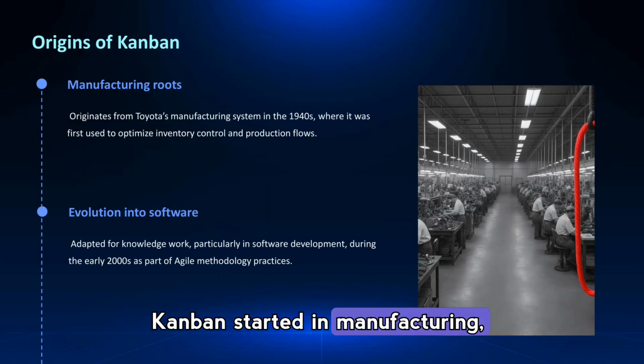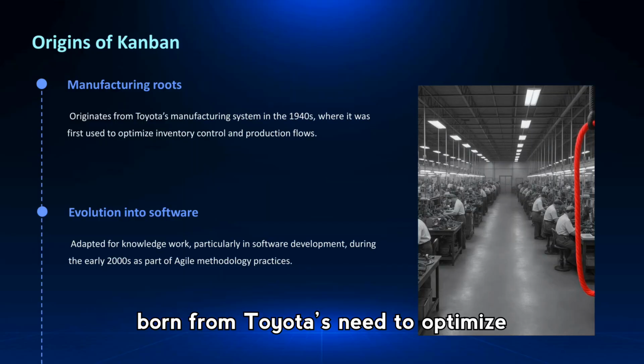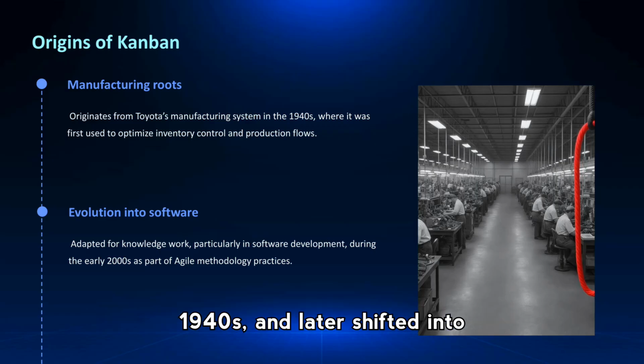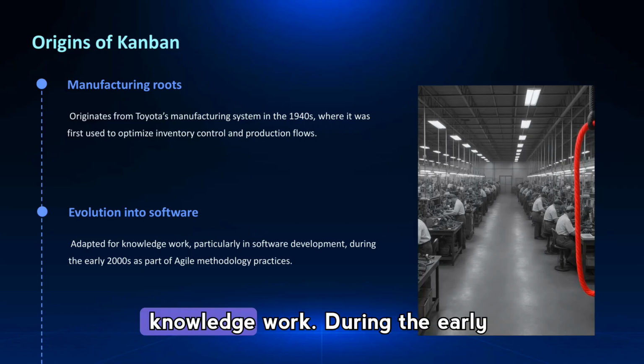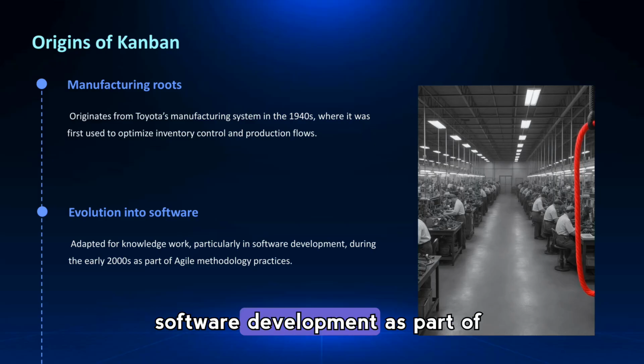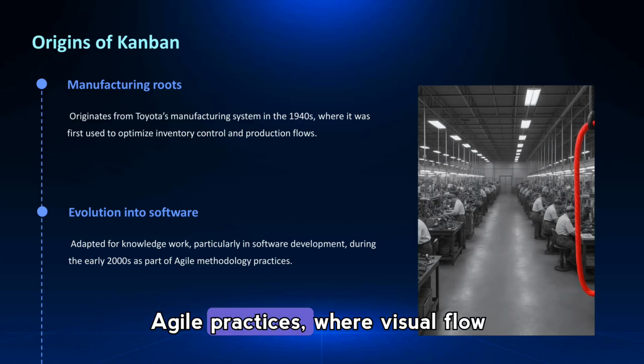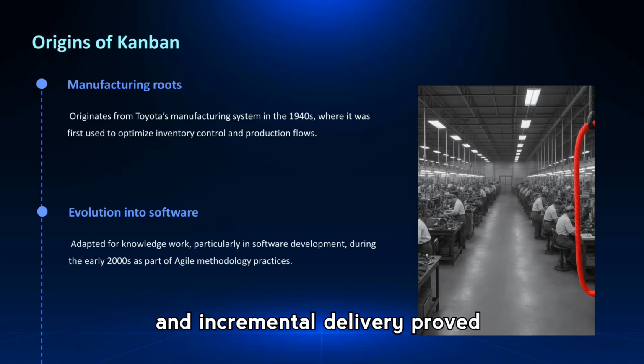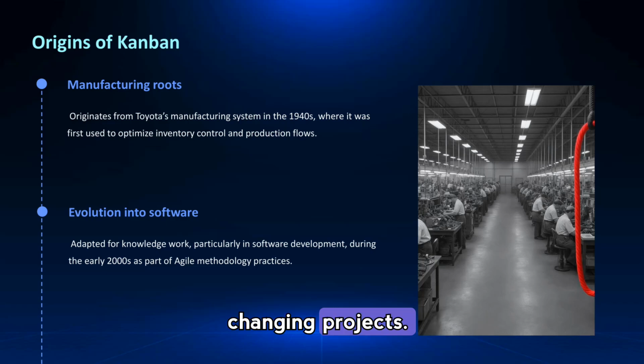Kanban started in manufacturing, born from Toyota's need to optimize inventory and production flow in the 1940s, and later shifted into knowledge work. During the early 2000s, Kanban was adapted for software development as part of agile practices, where visual flow and incremental delivery proved especially useful for complex, changing projects.